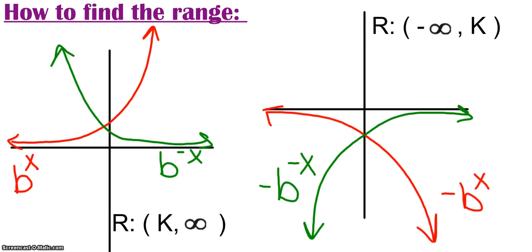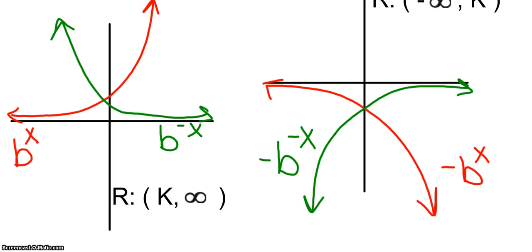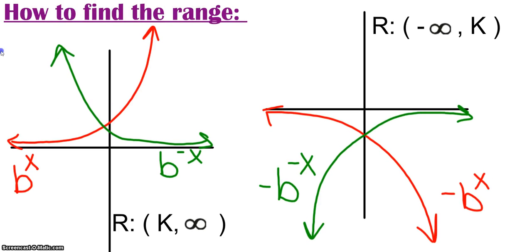Alright, so this is the basic way to figure out the range. So say you have b to the x or b to the negative x, your range is going to go from k to infinity. Then, say you have negative b to the negative x or negative b to the x, your range is going to go from negative infinity to k. This is something that I would make sure you have written down, so if you need to pause the video or take a picture of it, do that. But this is something that's going to help you tremendously in figuring out the range.